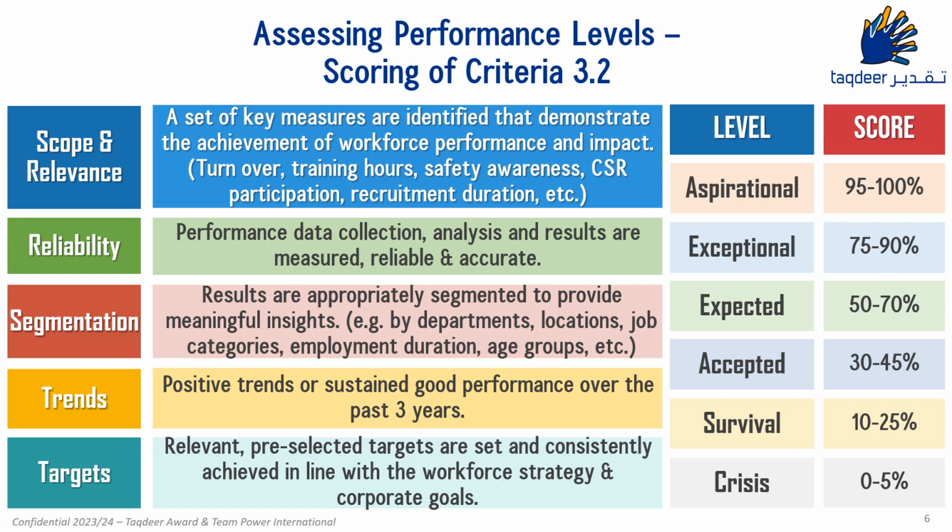4. Trends. Assessors will look for positive trends and sustained good performance achieved over the past 3 years for each corporate performance measure. 5. Targets. Relevant pre-selected targets for each measure shall be selected during the corporate performance planning stage, and assessors will assess if these targets are consistently achieved in line with the workforce strategy and corporate goals. Based on previous Taqdeer award cycles, companies achieving higher star ratings typically invested more effort and obtained better scores in the Criteria 3 results section.